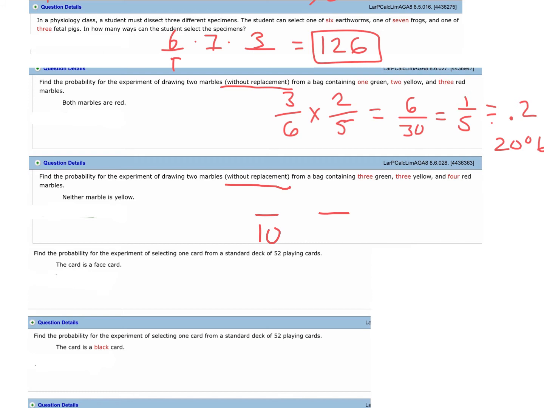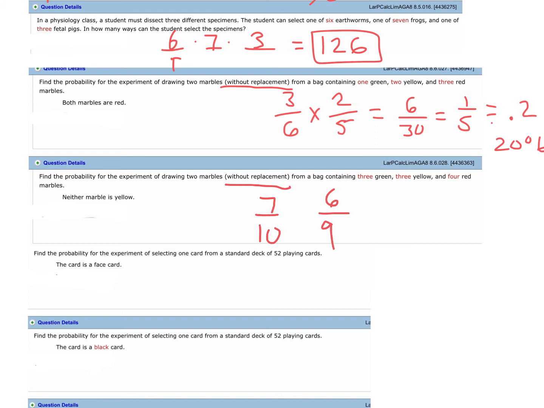Now what's the probability that we pull one out that is not yellow to start? Out of our 10, how many are not yellow? 7. Now it's without replacement, so we're pulling a non-yellow one out, putting it to the side. How many marbles do we have left in our bag? 9. Well, we have 9 total, but 6 of them are not yellow. The first one we pulled out was not yellow, so now we have 1 less non-yellow one.